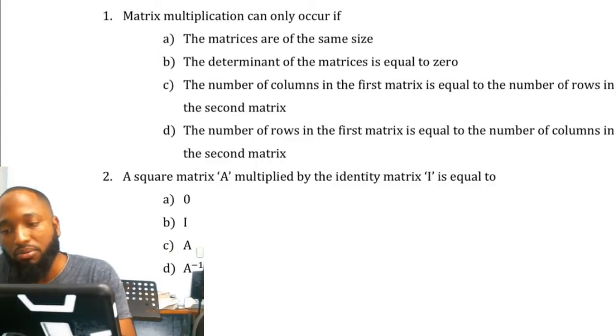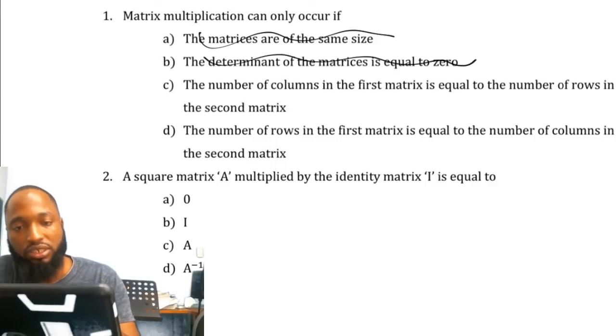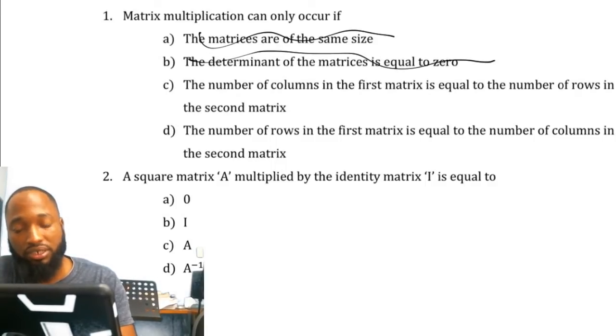Matrix multiplication can only occur if the matrices are the same size. That's not true. Sometimes they have different sizes. The determinant of the matrix is equal to zero. That's not true. That has nothing to do with multiplication. That has to do with the inverse.